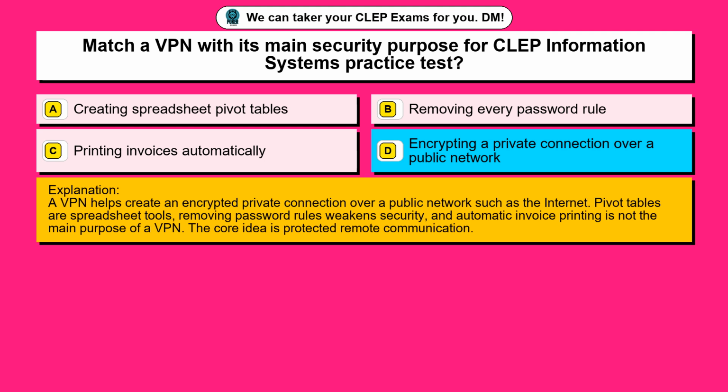A VPN helps create an encrypted private connection over a public network such as the internet. Pivot tables are spreadsheet tools. Removing password rules weakens security, and automatic invoice printing is not the main purpose of a VPN. The core idea is protected remote communication.